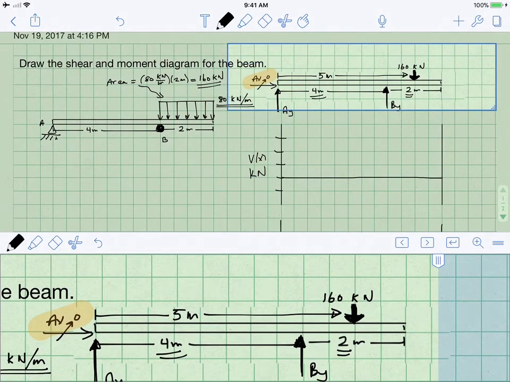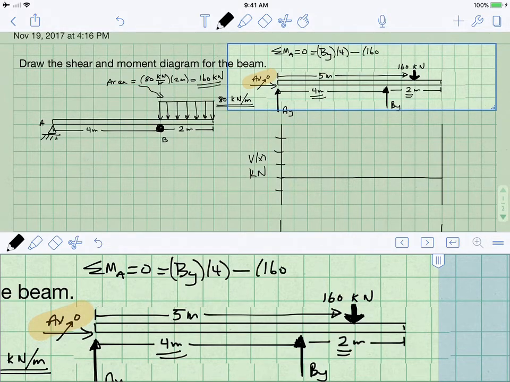So now I can sum the moments at A, set them equal to 0. This is in order to find the external reactions. I find that this unknown value BY times 4 is positive. I have a negative 160 times 5. When I solve for BY, it is 160 times 5 divided by 4. This tells me that BY is equal to 200 kilonewtons.